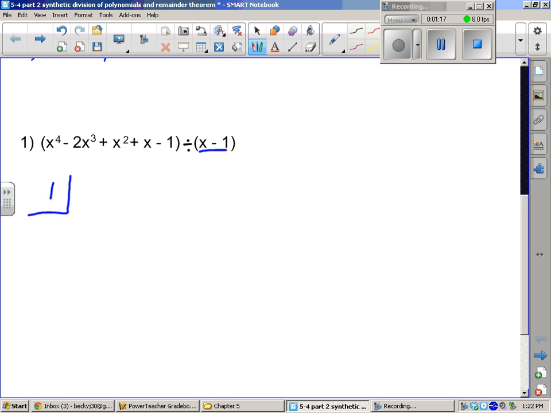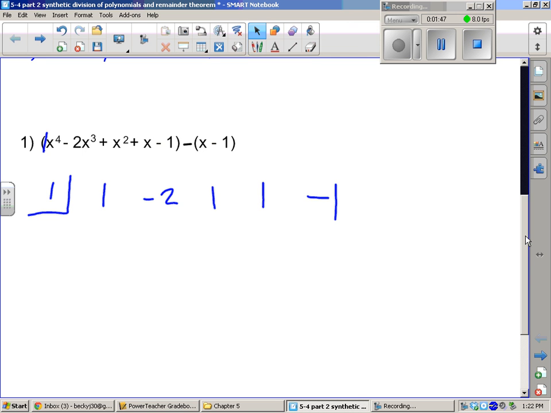Okay, the next thing we have to do is check the powers and make sure they're in numerical order: 4, 3, 2, 1, and 0. If there are any missing, you're going to have to put zeros in as placeholders like we did in long division. Nothing missing though, so let's put down the coefficients: a 1, a -2, a 1, a 1, and a -1.